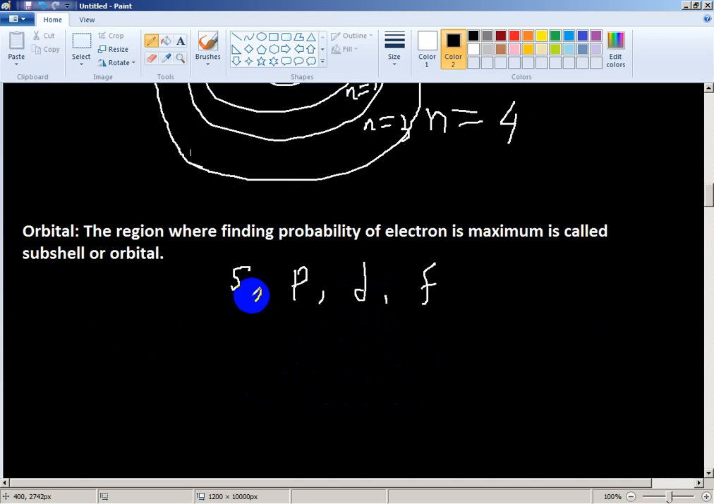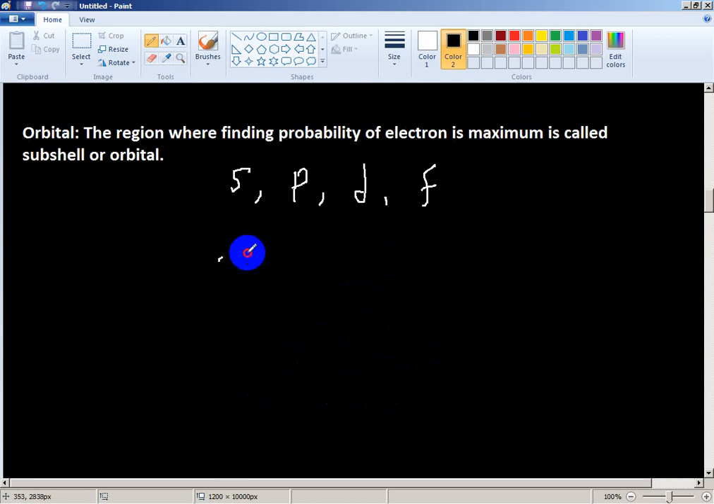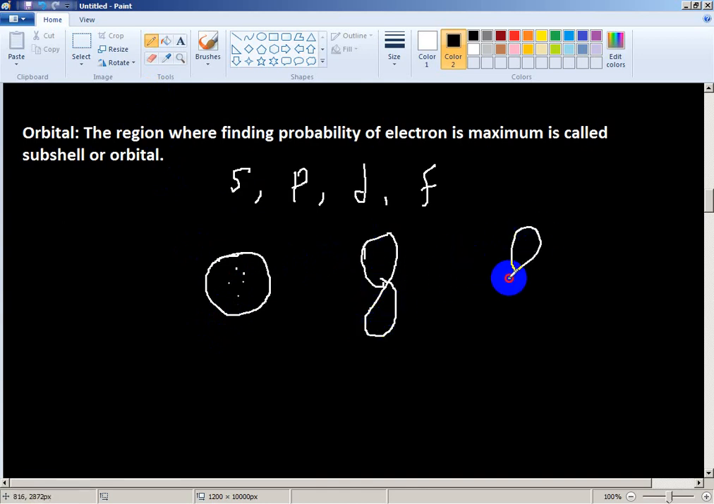The s orbital shape is spherical. The p orbital shape is dumbbell. The d orbital shape is double dumbbell. What is the d orbital shape?